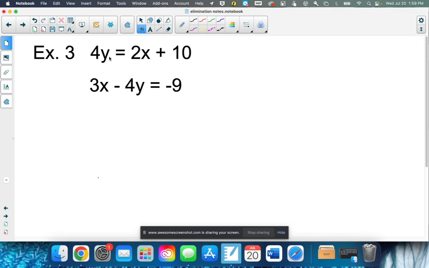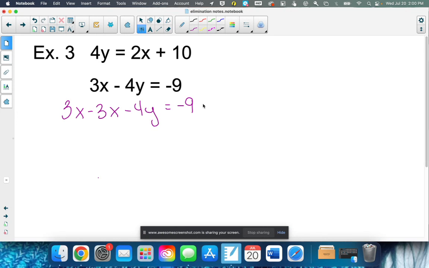So the top one has 4y equals 2x plus 10. The bottom one has 3x minus 4y equals -9. Now, I could move the 3x on the bottom, or I could move the 2x on the top, and it does not matter which one I do. Since the first one's already set up like this, I'm going to move the 3x on the bottom one. I'm going to rewrite the equation. And in order to move anything across an equals, it's just like doing an inverse. You have to change the sign to use an inverse operation. So I'm going to subtract 3x from both sides.